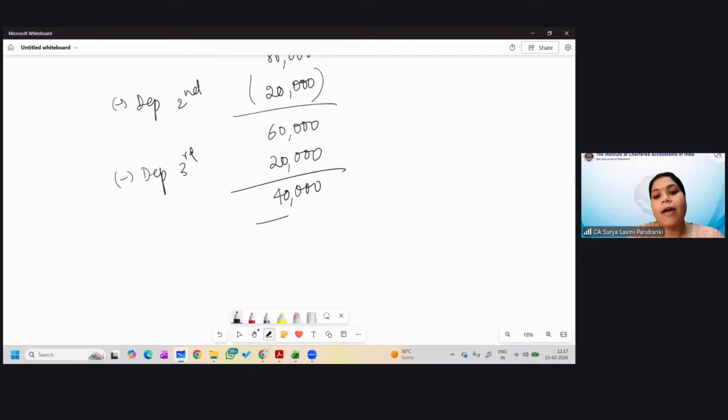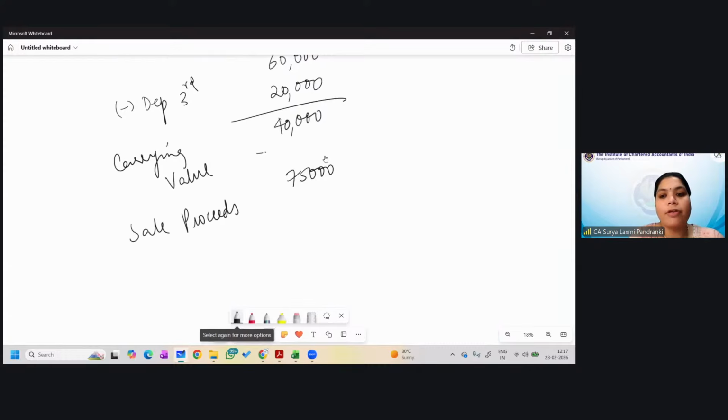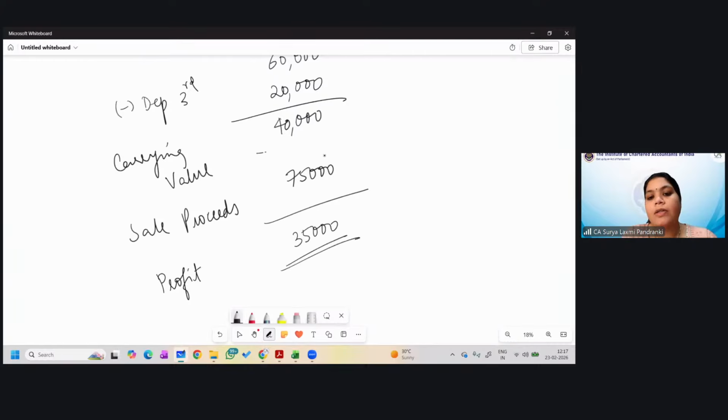This is the carrying value. And the sale proceeds are how much? 75,000. We said it is sold for 75,000, so is it a profit or loss? 40,000 is the value you have in your books of accounts and you sold it for 75,000. It's definitely a profit, because you sold it for more value. So what is the profit here? 35,000. This is called profit on disposal.